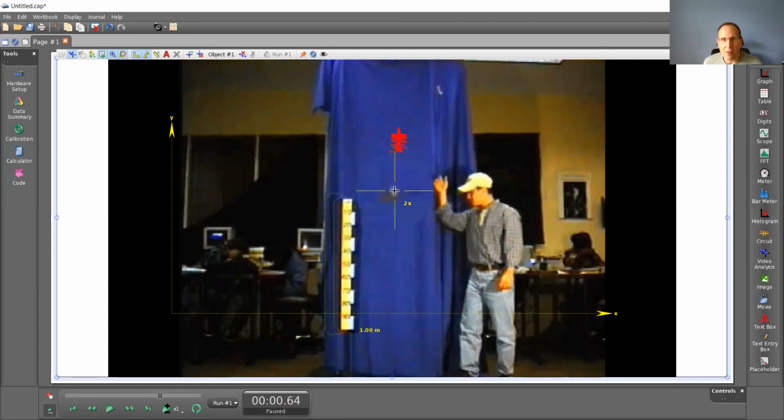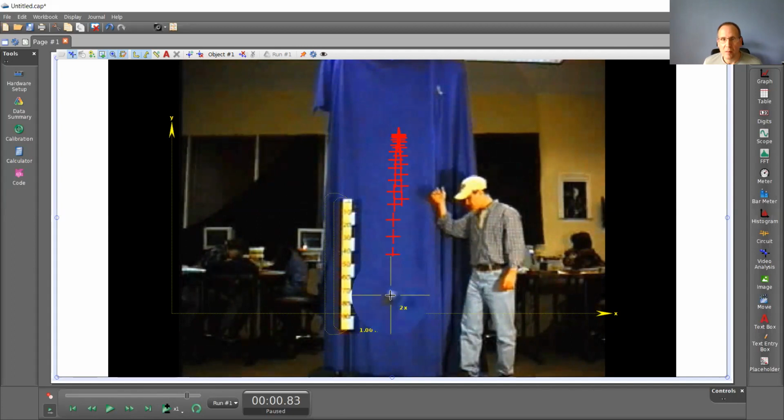And I want to go until right before it hits the ground. So I'm just looking at the motion when the ball's in the air. So actually that's good. Something like that is fine.